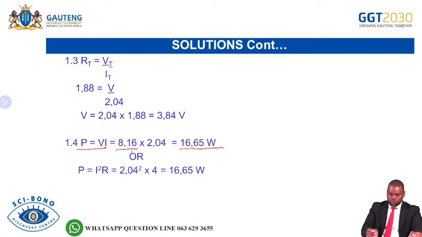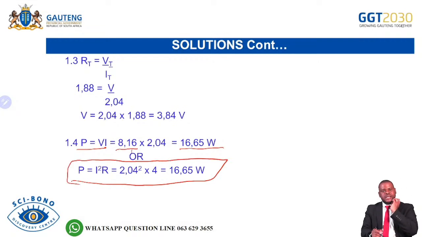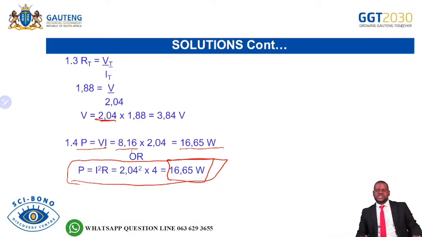16.65. Or we can use, I like this one, because we're using the formulas that we have in the information sheet for grade 12. Are we together? This one says P is equal to I squared R. We know that our I, we calculated it as 2.04. Then we square that, multiply by 4, then we get the power to be 16.65. Are we together, grade 12?